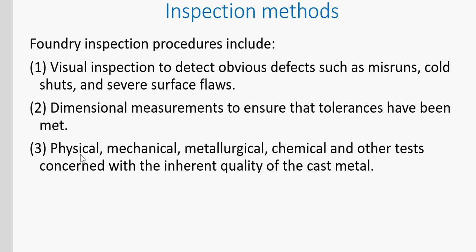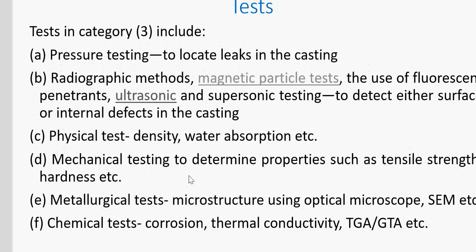You also have to carry out some physical tests, that's density, water absorption, then mechanical, metallurgical, chemical, and other tests to ensure that your cast is within the required properties, right? So these are some of the tests you can carry out. Pressure tests, for example, if it's a hollow component or a pipe, to locate if there is a leak in the casting. Radiographic methods, ultrasonic and supersonic testing can be used to detect internal defects.